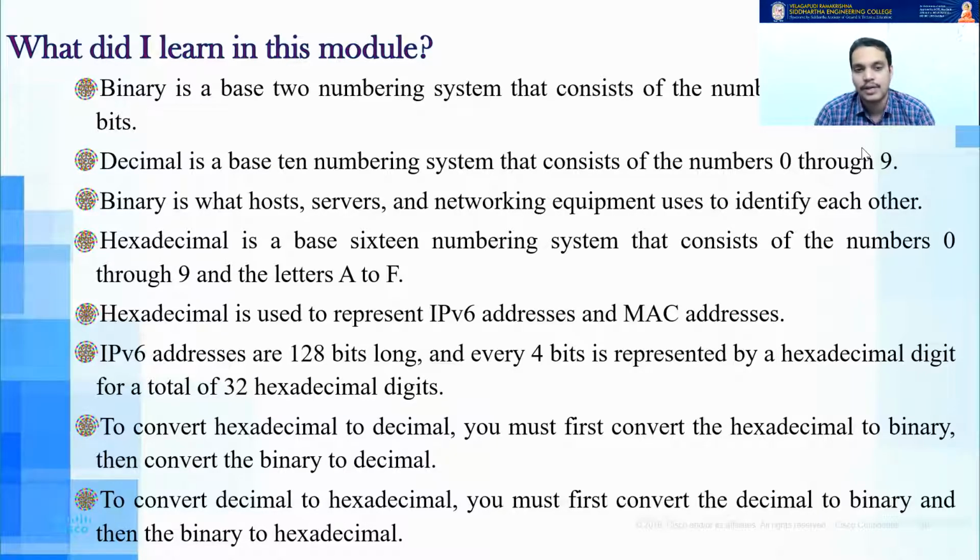To convert hexadecimal to decimal, you first convert it to binary and then convert the binary to decimal. In the reverse process, to convert decimal to hexadecimal, you first convert the decimal to binary and then binary to hexadecimal.